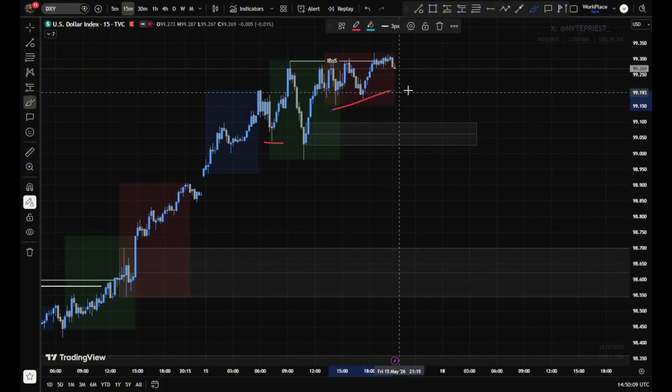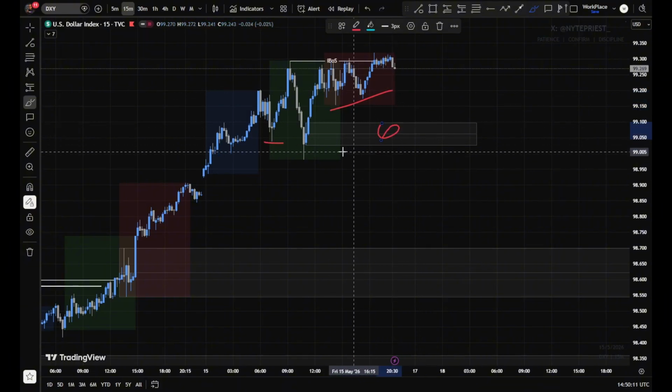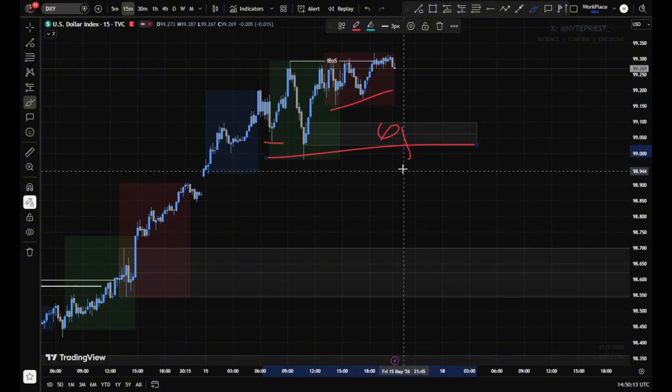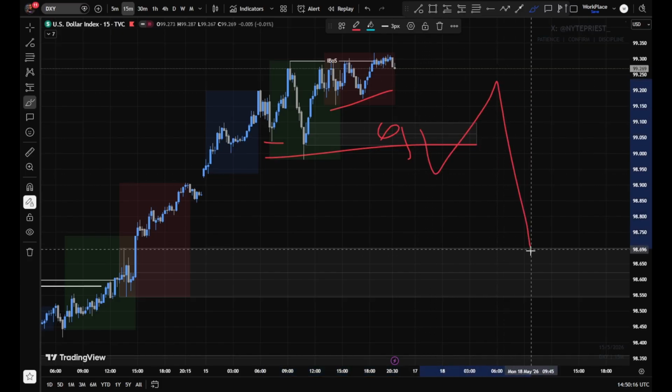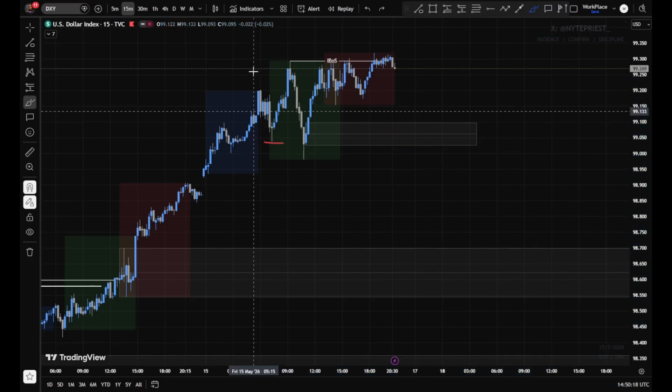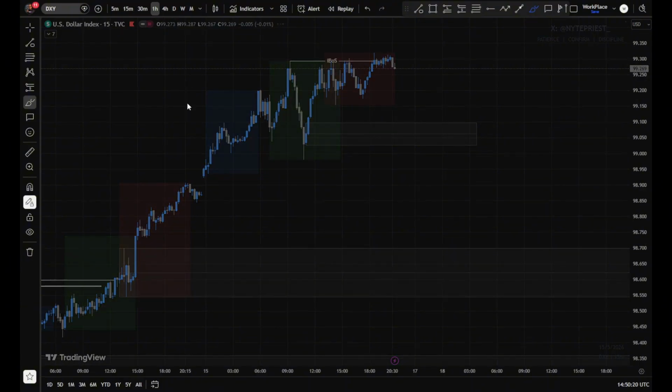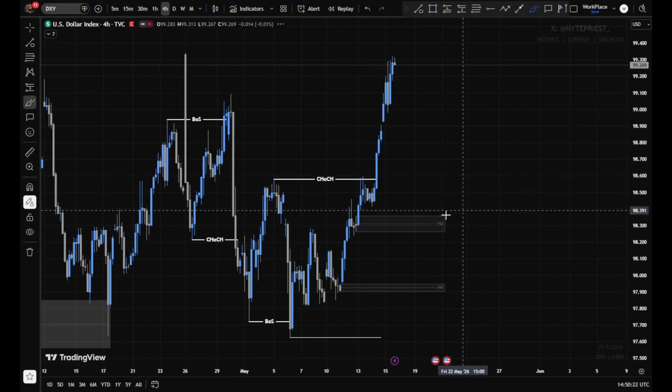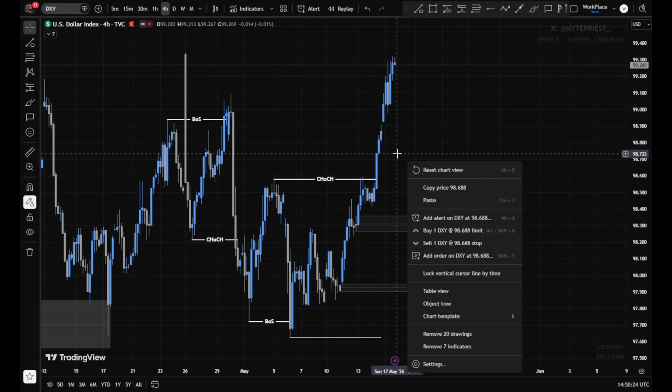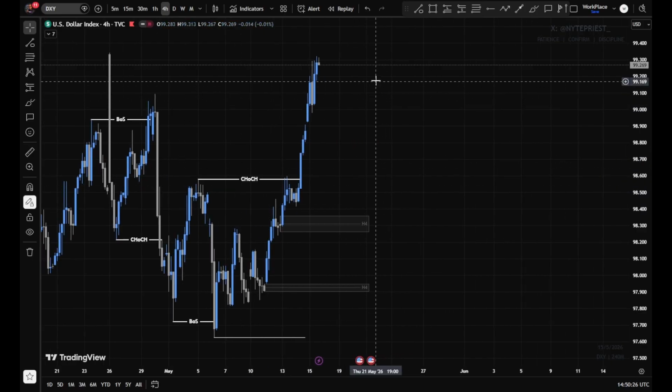If price sweeps this liquidity, mitigates this other block and then fails, and then we break this low, then we'll be looking for a short term sell to mitigate one of the H4 demand zones, then to buy to the upside.